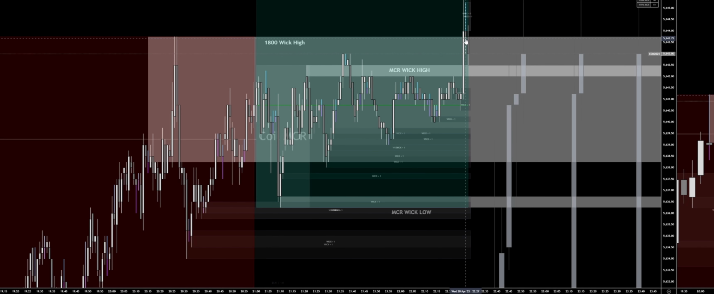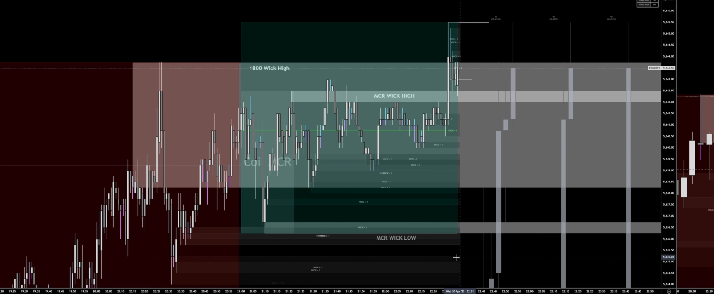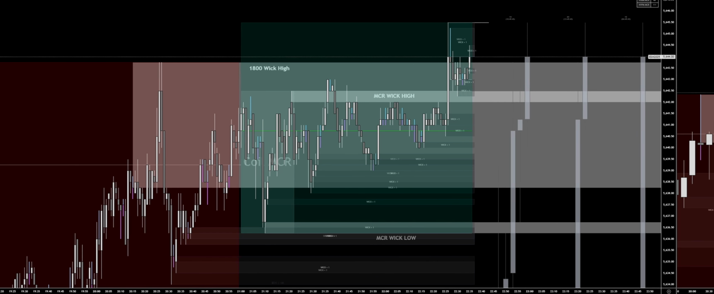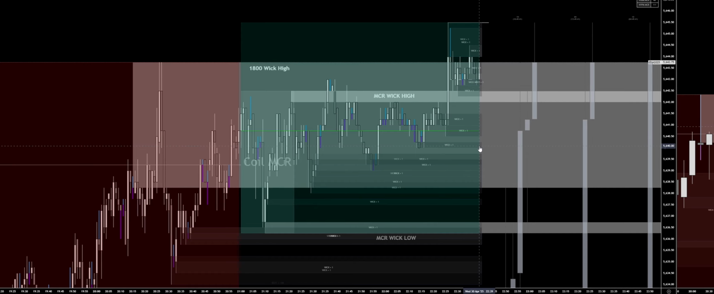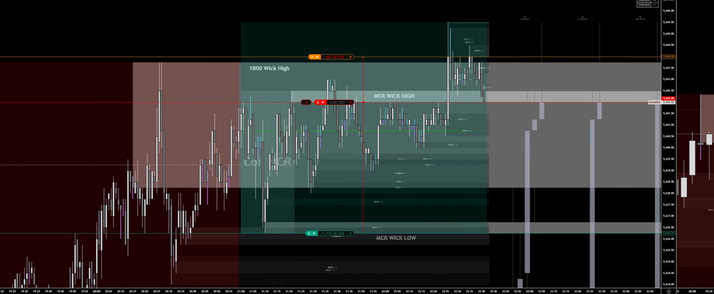Failed expansion attempts. If price wicks above a profile and fails to hold, it's telling you something. That area rejected expansion. It tried to go higher, it couldn't. And when price fails to accept a wick above a profile, it's not just weakness, it's a draw towards the other side, a reversal born from failed intent.